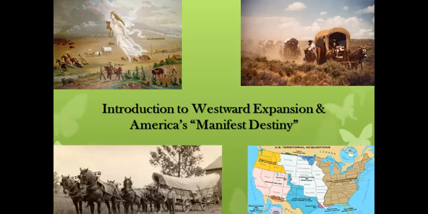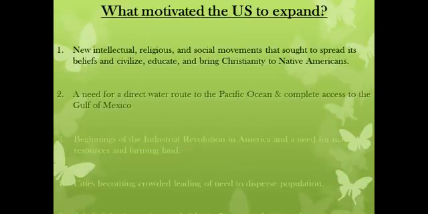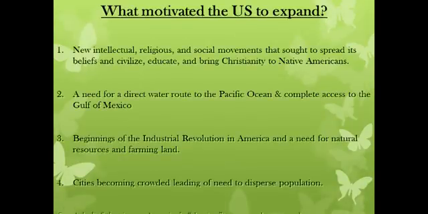So you see here, there are several different pictures. This is an introduction to Westward expansion and America's Manifest Destiny. So this painting up at the top left by John Gast, we're going to be revisiting later on in the presentation, so I want you to take a close look at that. We're also going to be revisiting this map down below in the bottom right-hand corner, looking at the territorial acquisitions of the U.S.